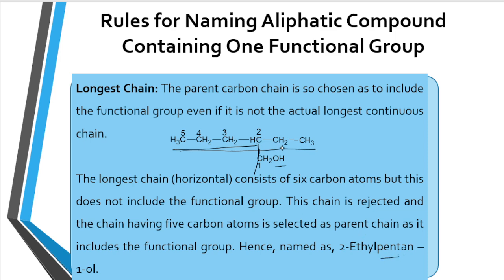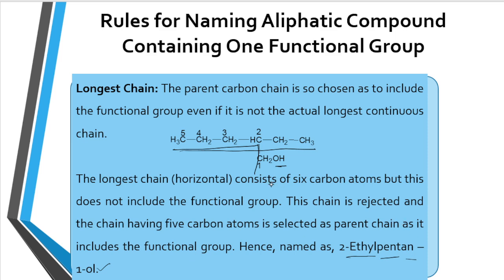And on the second carbon atom there is an ethyl group, and hence 2-ethyl. As there are single bonds, the primary suffix is "an", and the suffix for the OH is "ol". As it is on the first carbon, you can see clearly it is 1-ol. So the name of this compound is 2-ethylpentan-1-ol.